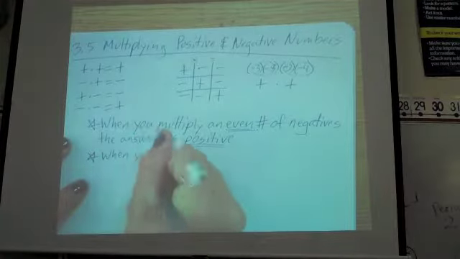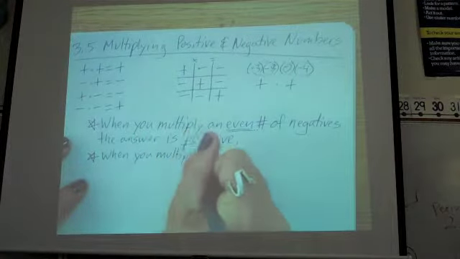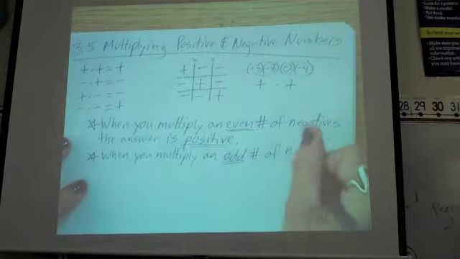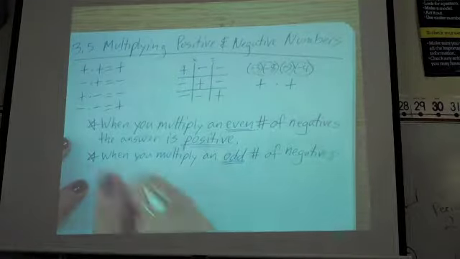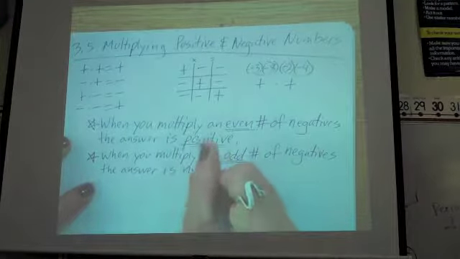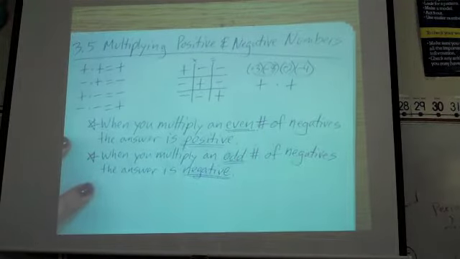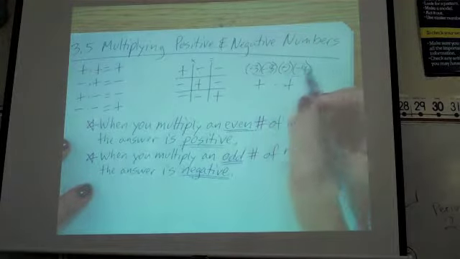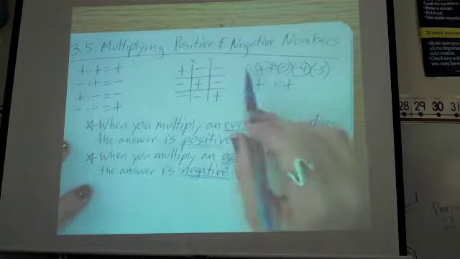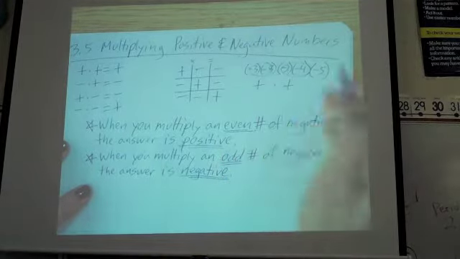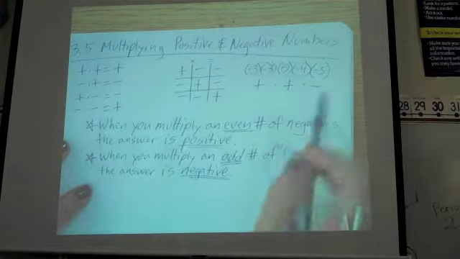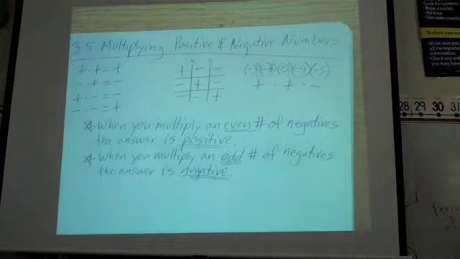When you multiply an odd number of negatives, the answer is negative. So if you think about this, I have negative 3 times negative 8 times negative 2 times negative 4 times negative 5, right? I now have 5 negatives. So these two negatives multiply to a positive, these two negatives multiply to a positive, but then I have this leftover negative. Okay, and if I multiply this all together, I will end up with a negative. So if I have an odd amount of negatives, it ends up negative. That is an important rule, so I'm going to box it.